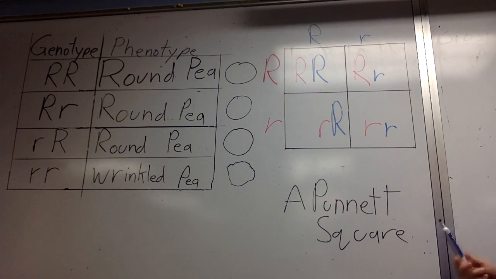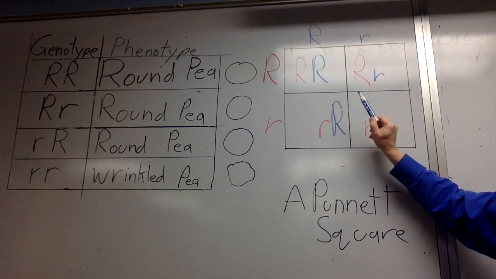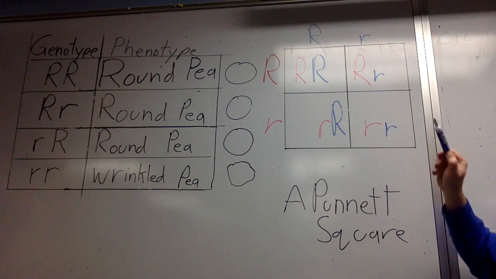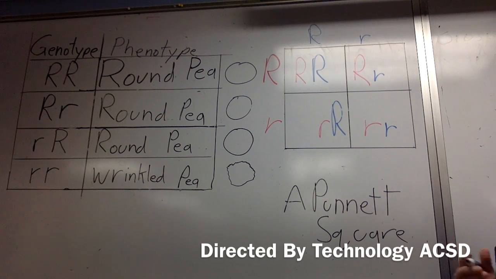And if we were to look at what we now know about phenotypes, 3 out of the 4 should come out as round peas, and 1 of 4 as wrinkled peas. In class discussion, we'll discuss the ramifications of this further.